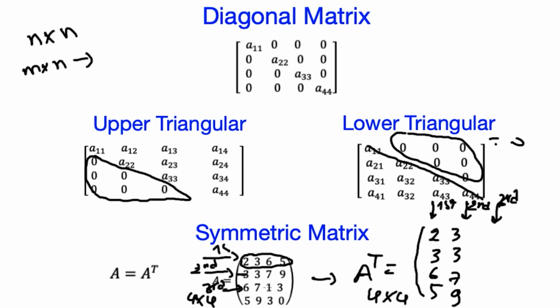And this third row here will be the third column here. So we'll get 6, 7, 1, 3. And the fourth row will be the fourth column. So it will be 5, 9, 3, 0. And this is the same matrix. So A is equal to its transpose. So A equals A transpose. So in this case, we say that matrix A is a symmetric matrix.